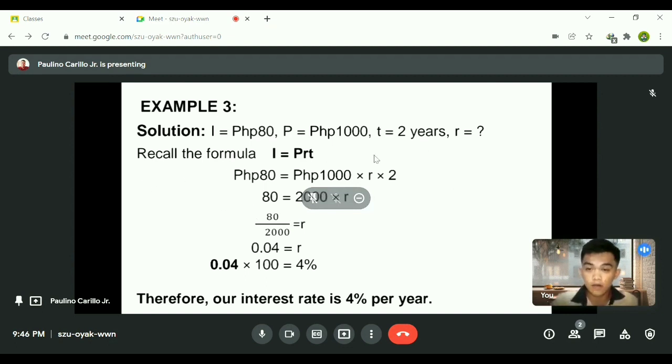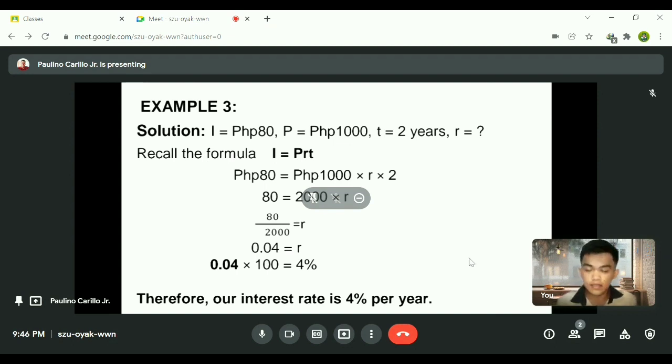So recall the formula, I is equal to PRT. Just substitute the given information in our formula here. So we have 80 is equal to 1,000 times R times 2. And 1,000 times 2 is equal to 2,000. Just divide both sides by 2,000. And you have 80 divided by 2,000 is equal to 0.04.